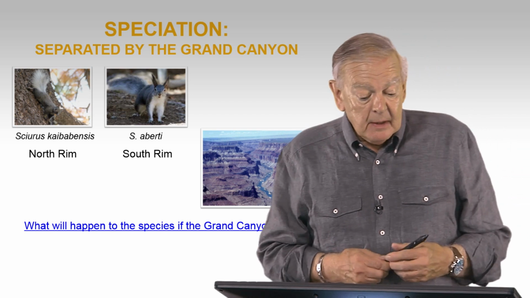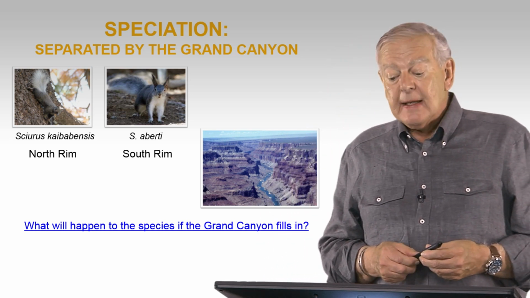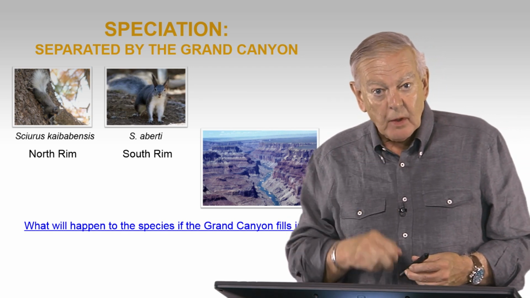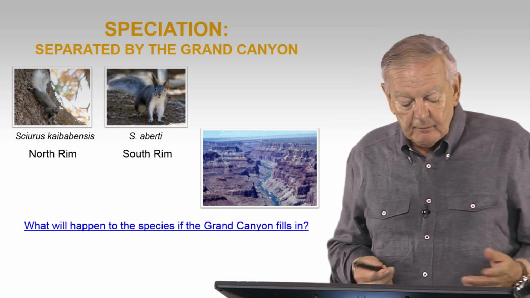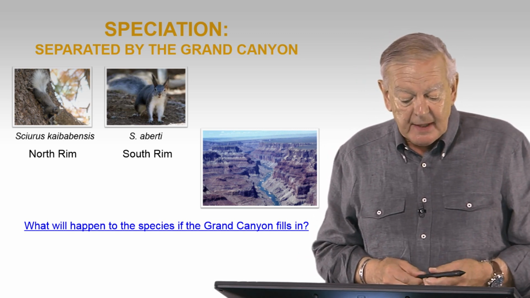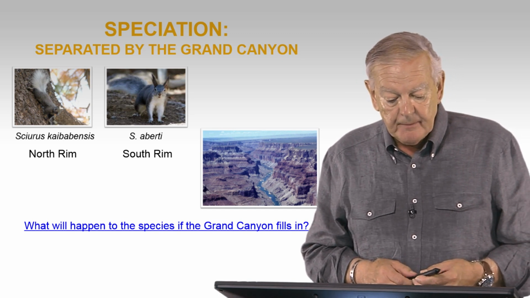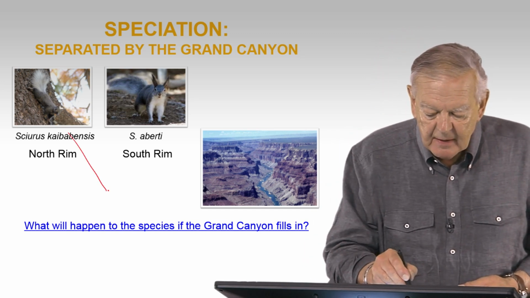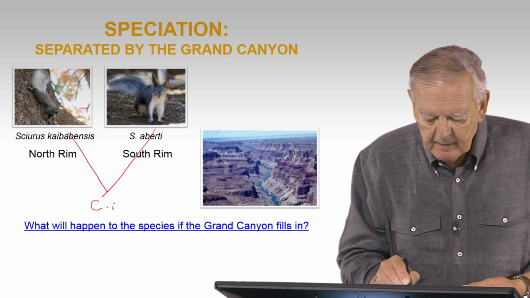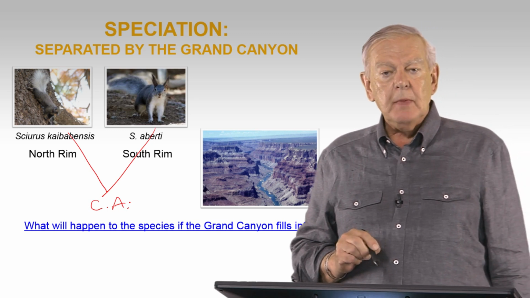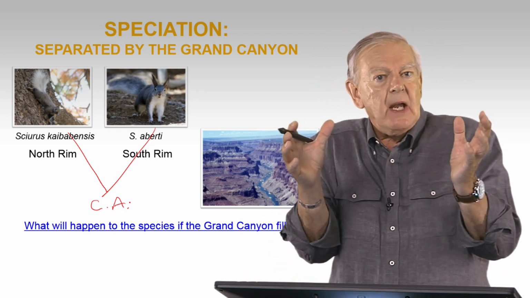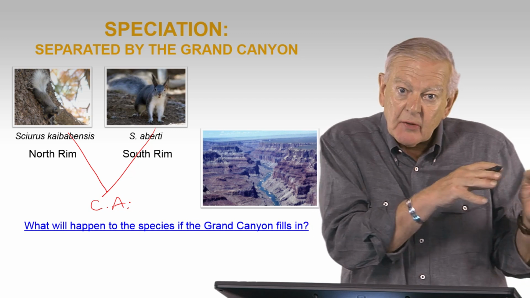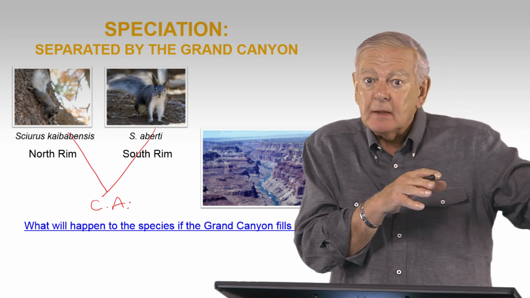An example in Arizona, where the Grand Canyon is, is that there are two different kinds of squirrels, one on the North Rim and one on the South Rim. One is called Sciurus kaibabensis and the other one is Sciurus aberti. And they have a common ancestor. Somewhere in the past, there was a common ancestor, which means that there was a core group, and some of them might have made it to the other side and became isolated.